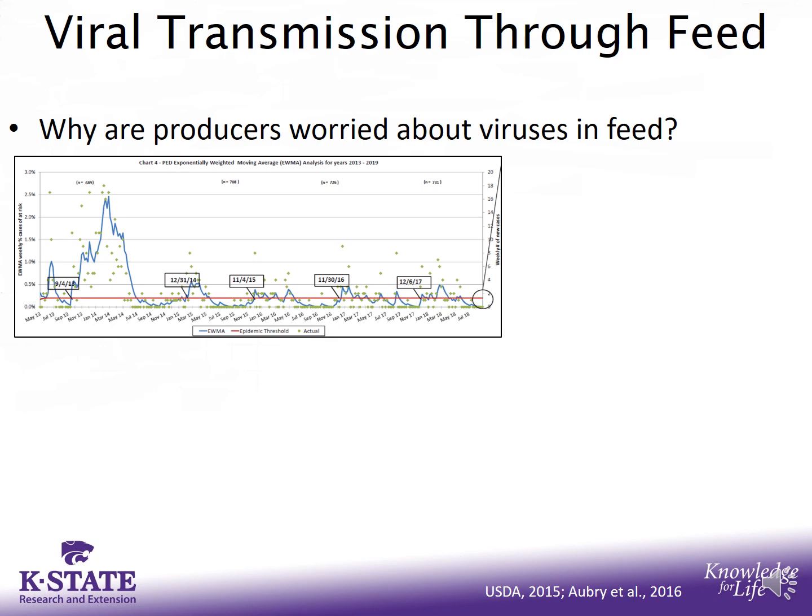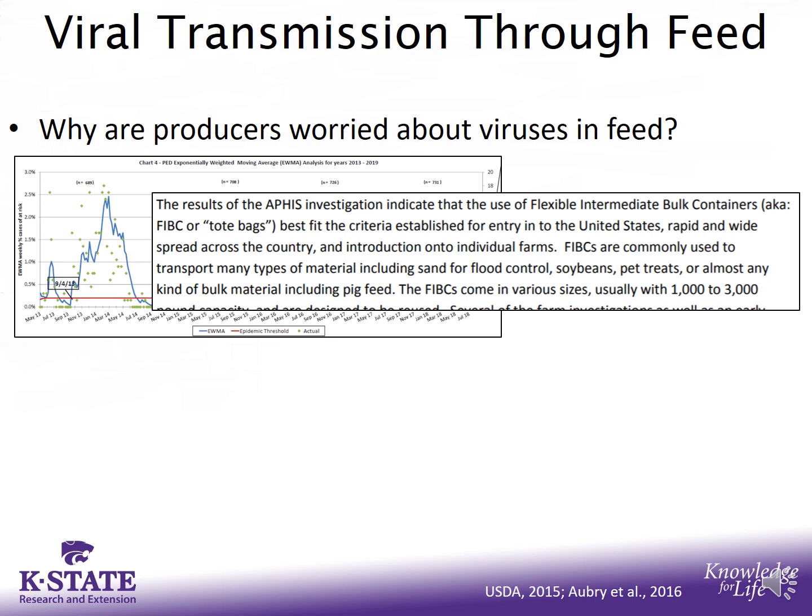As we consider how this virus got into the United States, we've identified that the United States strain of porcine epidemic diarrhea virus is very similar to the strain that was circulating in China at the time. The United States Department of Agriculture conducted a study to best understand the most likely source of entry of PEDV. They determined that the use of flexible intermediate bulk containers, frequently referred to as tote bags, best fit the criteria established for entry into the United States, rapid and widespread across the country, and introduction onto individual farms.